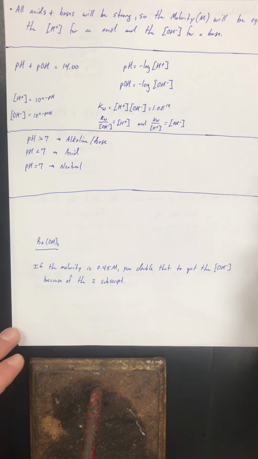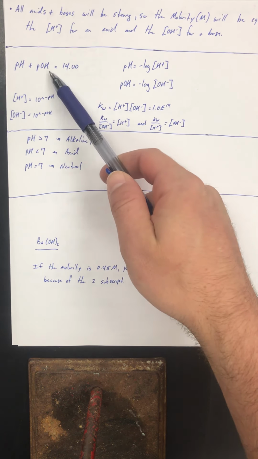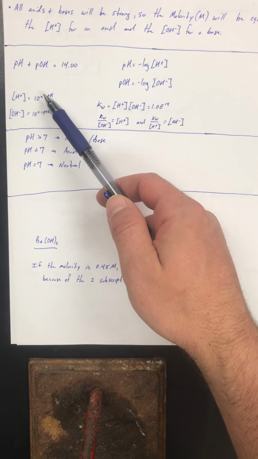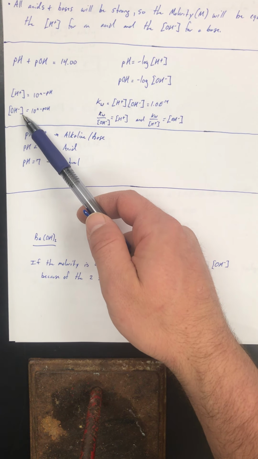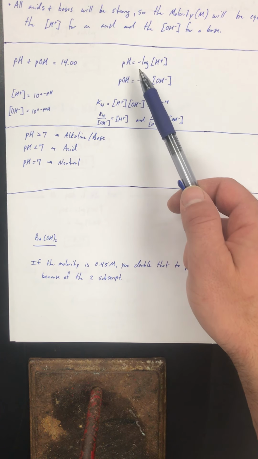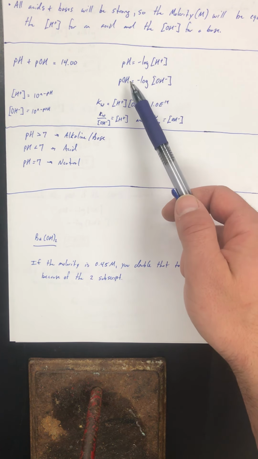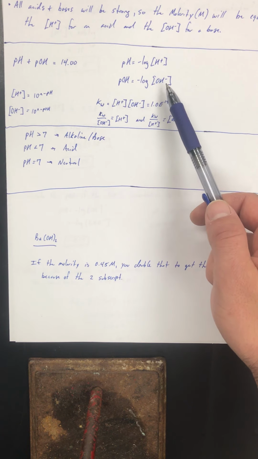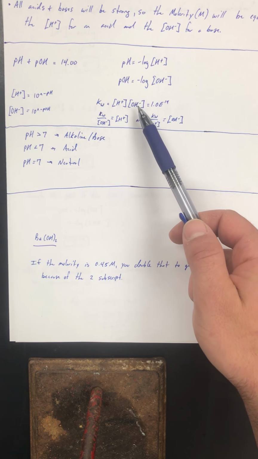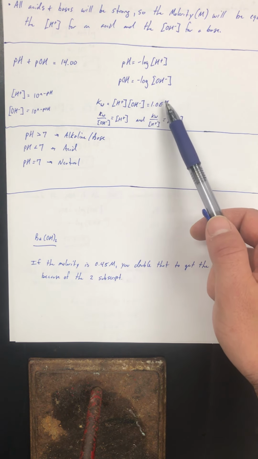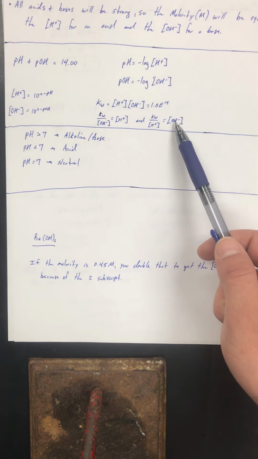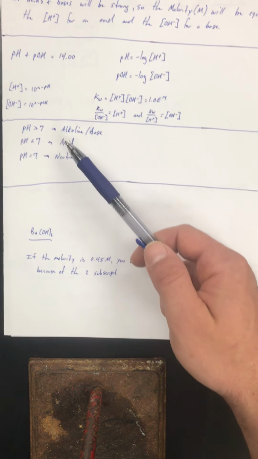And here is a quick rundown of your formulas. pH plus pOH equals 14.00. Hydrogen ion concentration is 10 raised to the negative pH. Hydroxide ion concentration is 10 raised to the negative pOH. The pH is equal to the negative log of the hydrogen ion concentration. pOH is equal to the negative log of the hydroxide ion concentration. Equilibrium constant: hydrogen ion concentration multiplied by hydroxide ion concentration is equal to 1.0 times 10 to the negative 14. And rearranging that, you can solve for hydrogen ion concentration or hydroxide ion concentration.